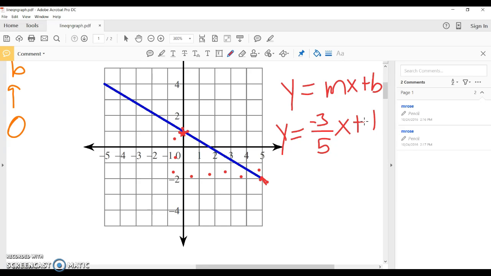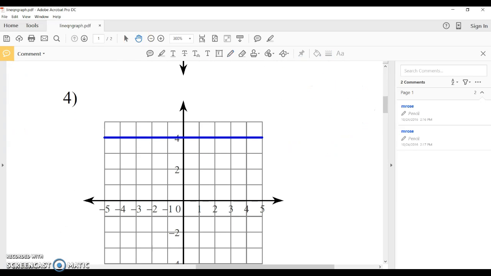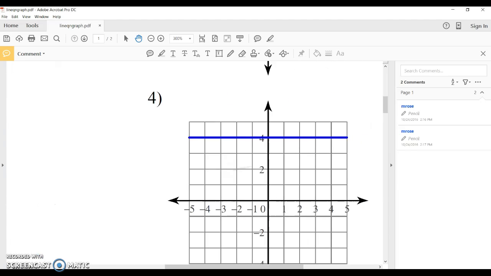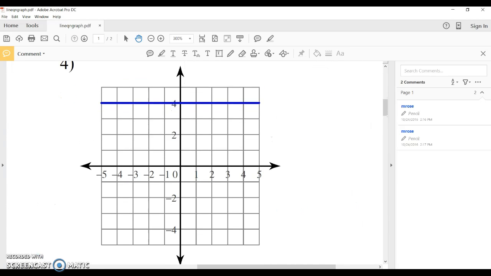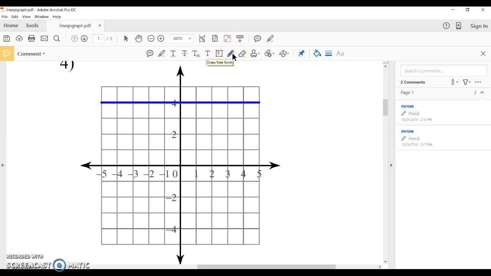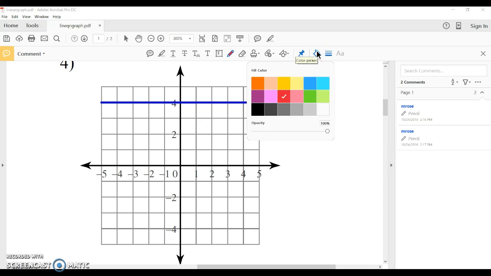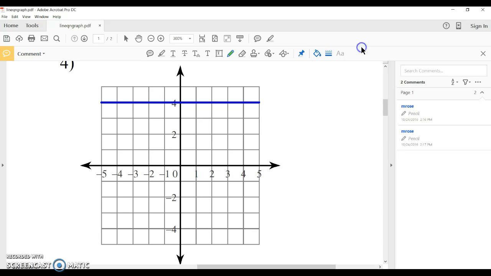Let's do one more example. This is a good one. Okay. For this one right here, again, we're going to do the same thing. I would need to do y equals mx plus b.